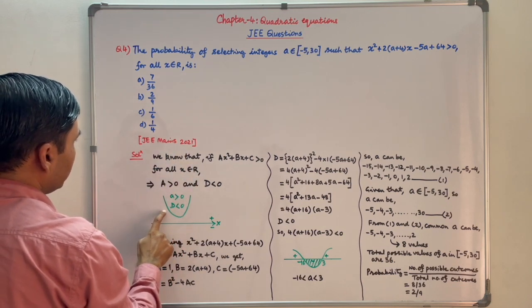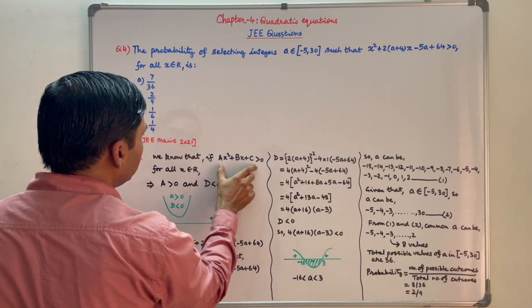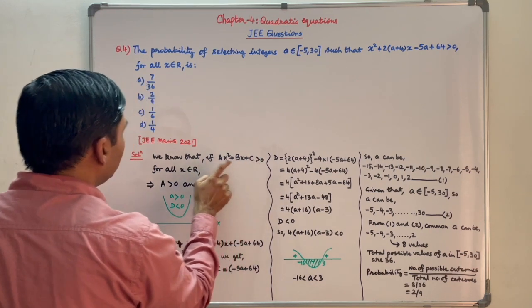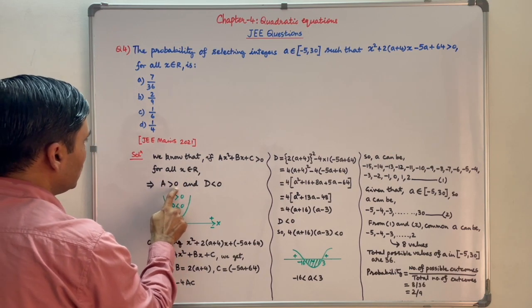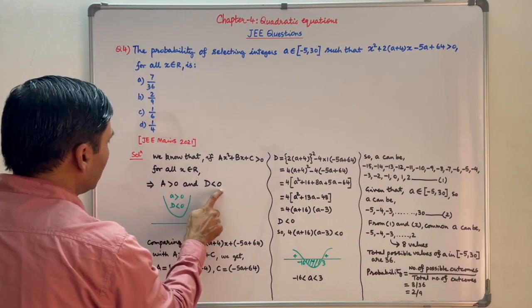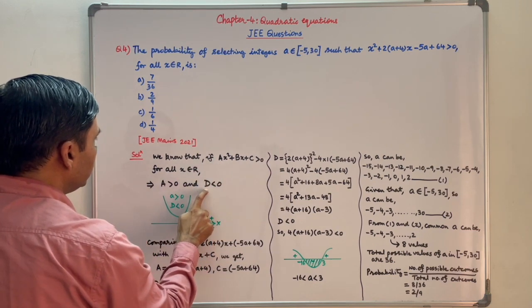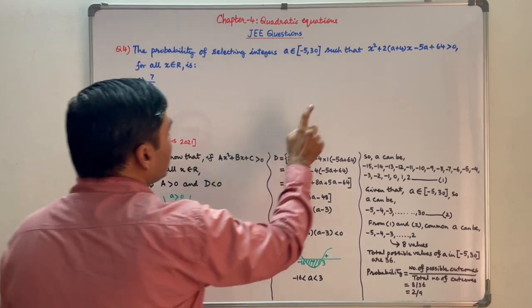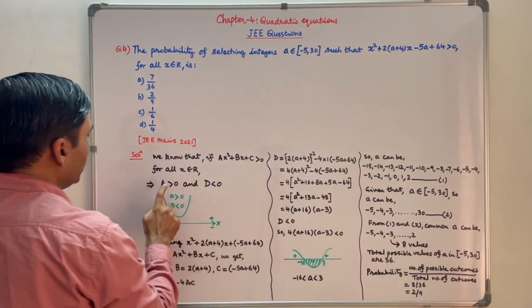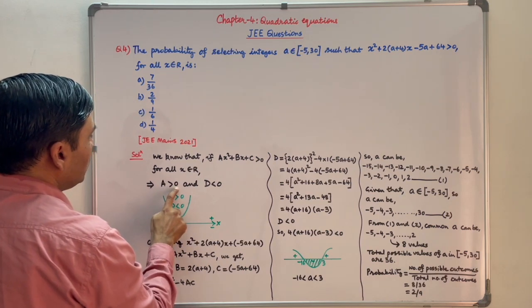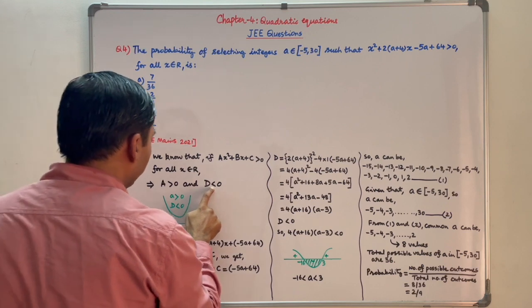Recall this graph. We know that if the sign of expression ax square plus bx plus c is positive for all x that is real, that means a is greater than 0 and d is less than 0. Here a is coefficient of x square and d is discriminant. Coefficient of x square is 1 and 1 is greater than 0. So a is greater than 0. Now we will form this inequality, d is less than 0.